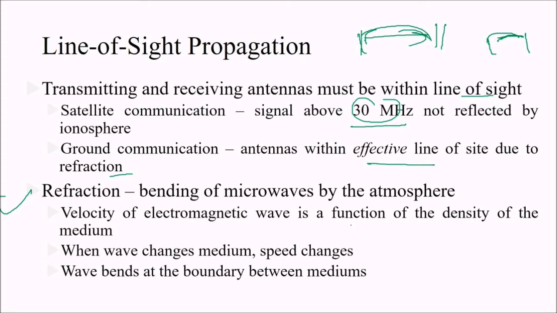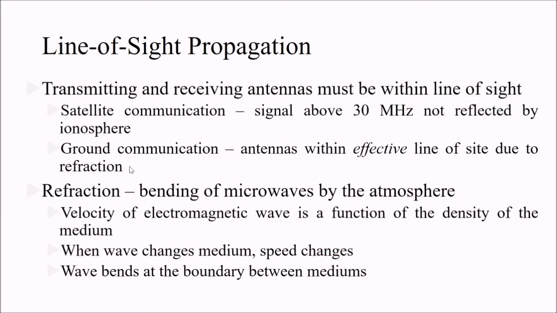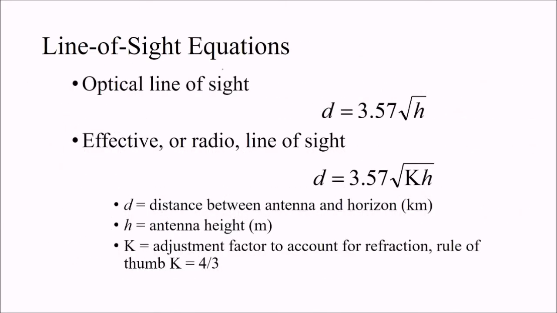Velocity of electromagnetic wave is a function of the density of the medium. So, when a wave changes medium, the speed would change, and the wave bends at the boundary between these mediums. This is called refraction at the atmosphere. These are line of sight equations.